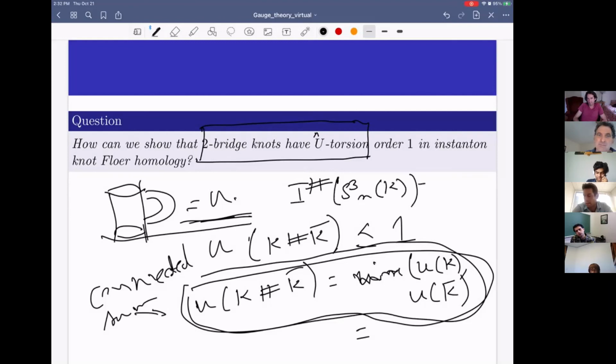A year ago, I was wanting to define a surgery formula and then be able to apply it to alternating knots to compute the framed instanton homology of surgeries. And if you know the U-torsion order is 1 and your knot is alternating, then you should be able to compute it from the Alexander polynomial. And for two bridge knots, there's this nice geometric way of showing U-torsion order is 1 using the Ghosh, Zemke, Miller ideas. But the motivation was just to compute the framed instanton homology of surgeries on two bridge knots and say it's the same as what you get in Heegaard Floer homology.